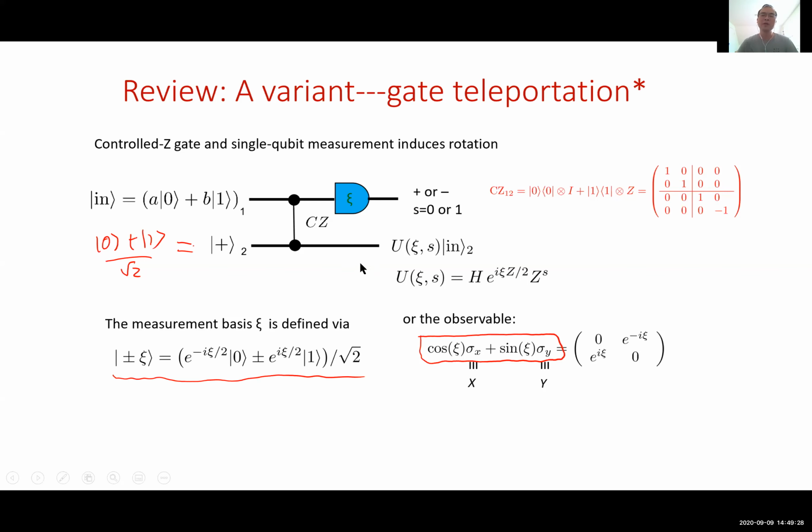And we went to the mathematics. In the end, we saw that the information of A and B is teleported to the second qubit. But on top of that, there is this single qubit gate.